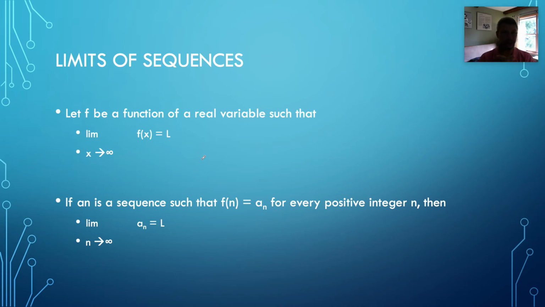So in terms of the limits of a sequence, let f be a function of a real variable such that the limit as x approaches infinity of f of x equals L. Well, if a sub n is a sequence such that f of n equals a sub n for every positive integer n, then the limit as n approaches infinity of a sub n is equal to L, a limit, okay? And so we're approaching a limit in either case. Again, as always, the best way to actually look at this is to try an example.